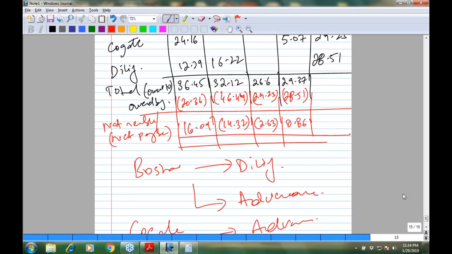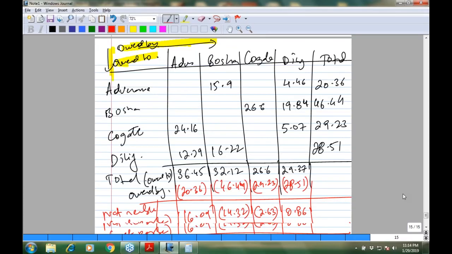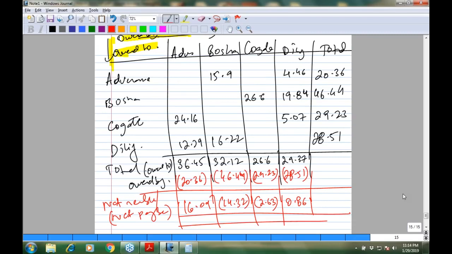Yes, Colgate. No, the lowest receipt is not for Colgate. Lowest receipt is for Dilling. Colgate has got the lowest payment. This is net payable. This is payable. Yes, on the net basis.